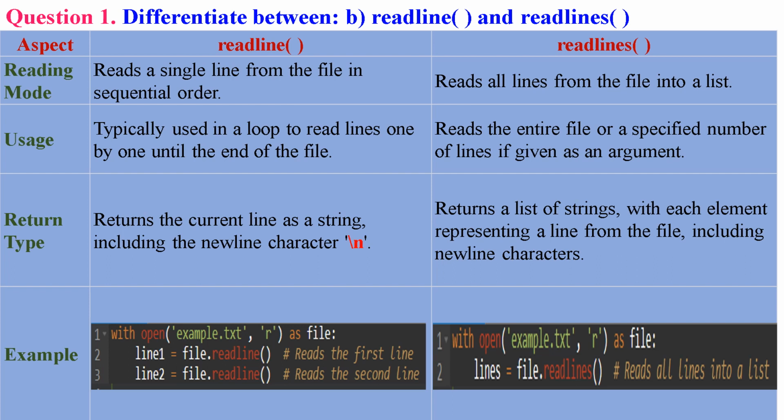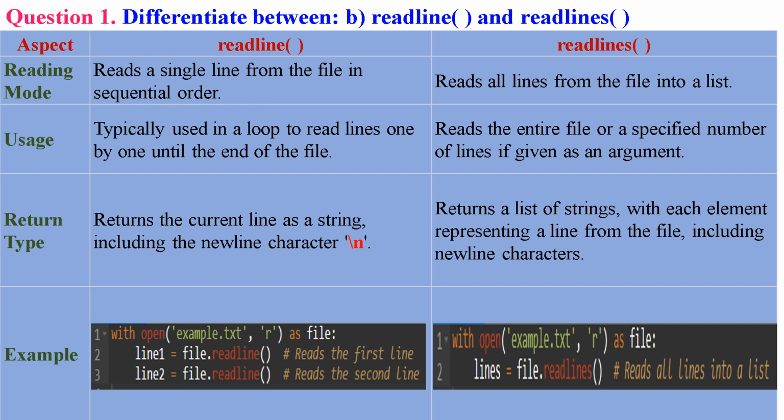Next is the readlines function, which is employed to read all lines from a text file and store them in a list. It reads the entire file or a specified number of lines if provided as an argument. The result of the readlines function is a list of strings, where each element represents a line from the file, including newline characters. For instance, you can use lines = file.readlines() to read all lines from a file and store them in the lines list for further processing.